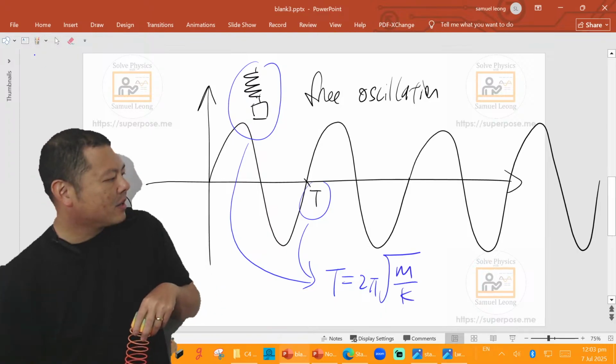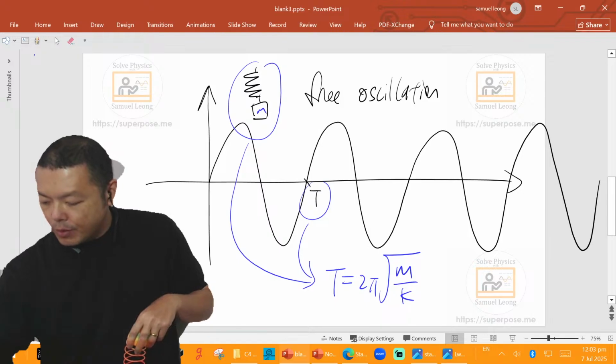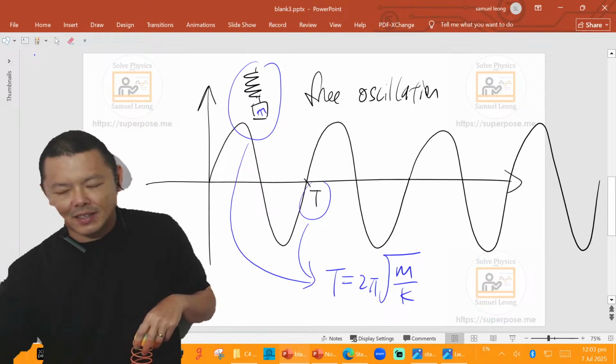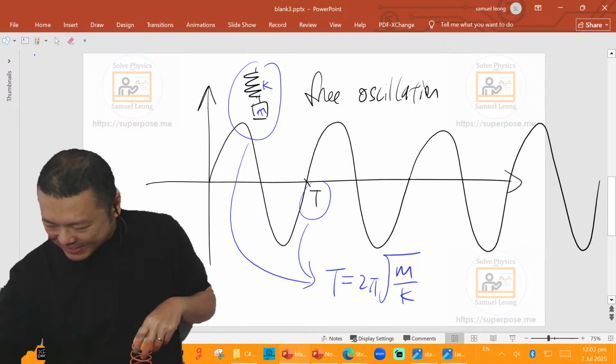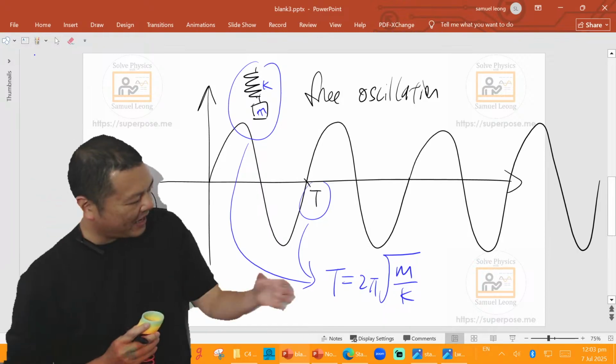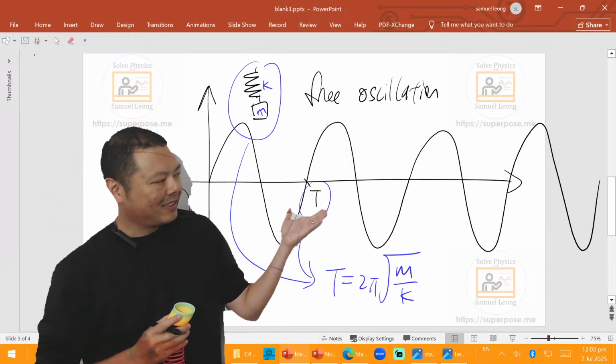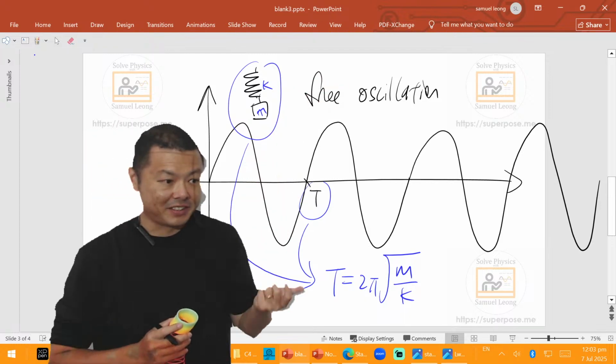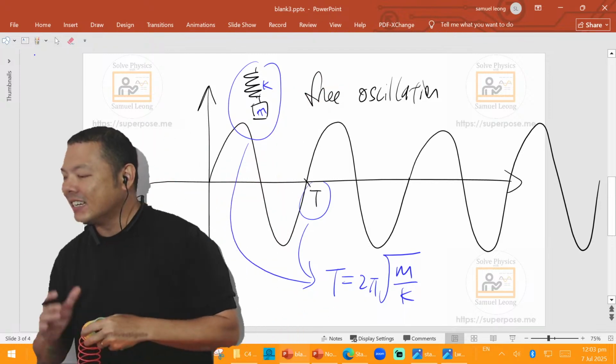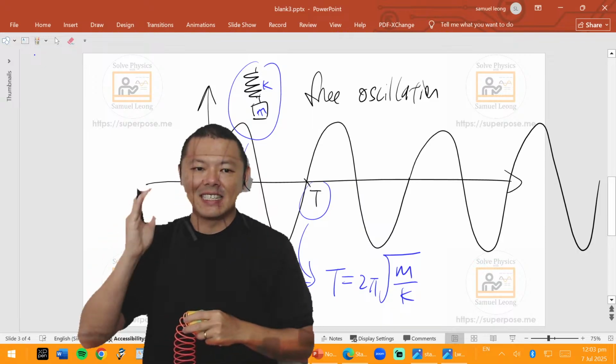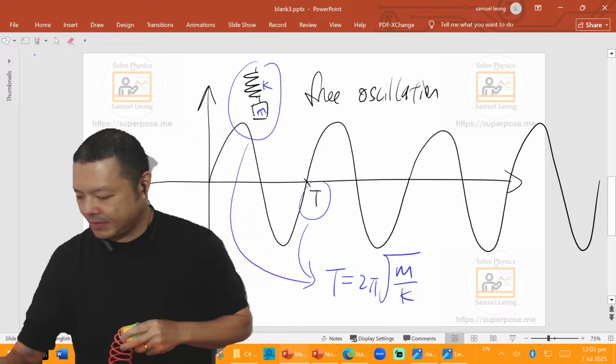Great. Okay. So if you have the mass and the spring constant, you can actually predict or calculate the period of a free oscillation. You get what I'm saying? This is understood as its natural period.